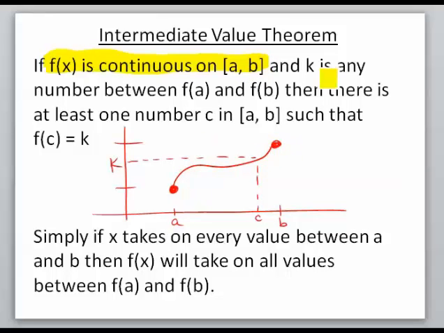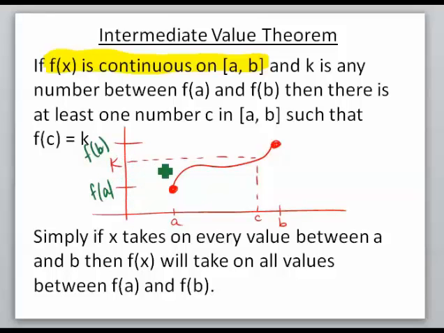And there, it says then there's any number k that is between f of A and f of B. Now remember, f of A and f of B are your y values. So here's f of A over here, and here's f of B. Let me fix that up just a little bit. So there's a k that's between f of A and f of B.